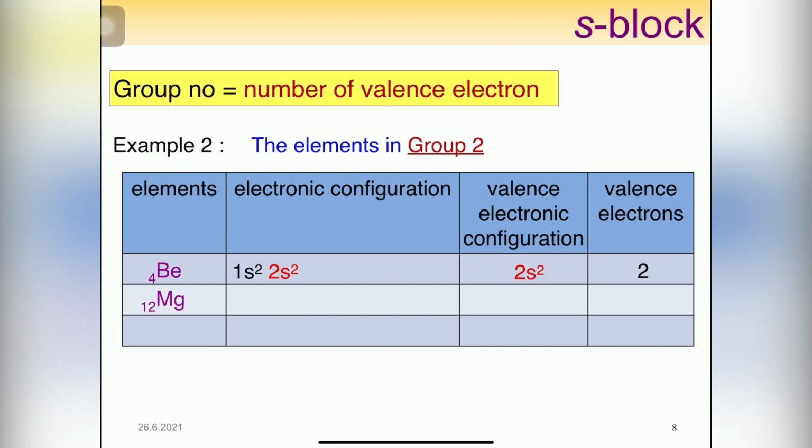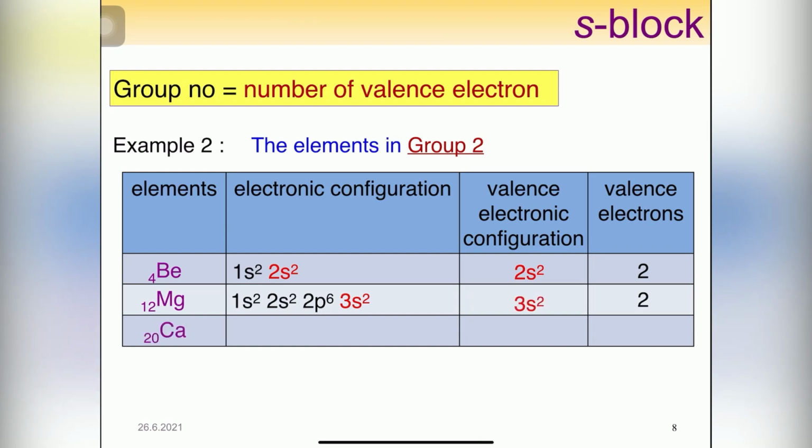Okay, magnesium. This is the electronic configuration for magnesium. The highest n is 3, and at n equal to 3, there is only the s orbital. There are 2 electrons. The 2 electrons are the valence electrons, and the electronic configuration for the valence electrons is 3s2.